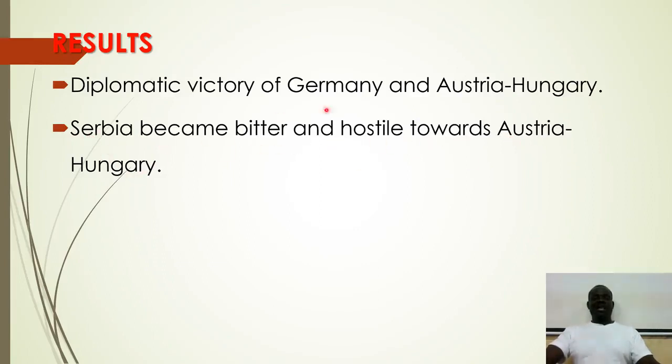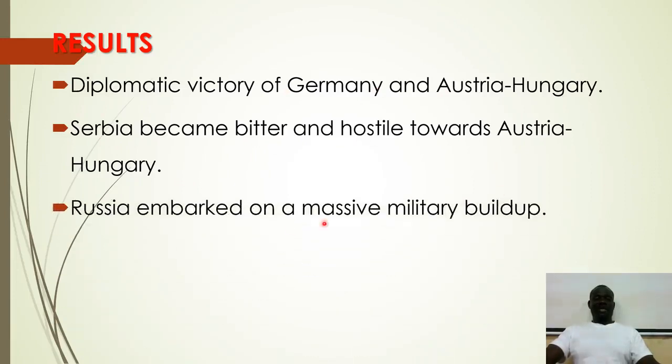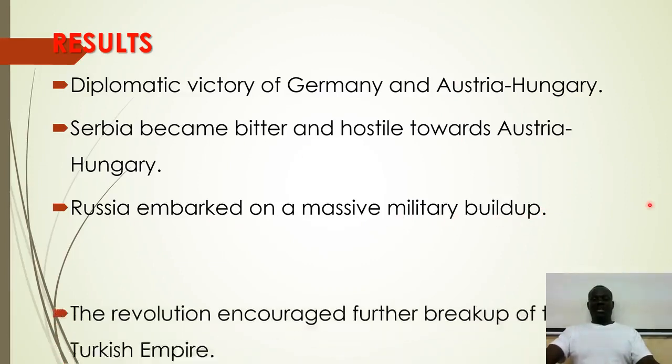After Austria-Hungary was celebrating, saying, yes, we have taken that country which Serbia also wanted, Serbia became very bitter and hostile towards Austria-Hungary. So Russia embarked on a massive military build-up. Because Russia did not take action, she knew that Germany was behind Austria-Hungary. Therefore, to take action would provoke Germany. So she started a massive build-up of the military.